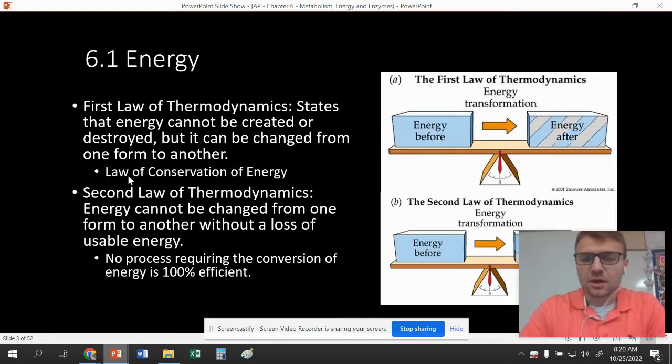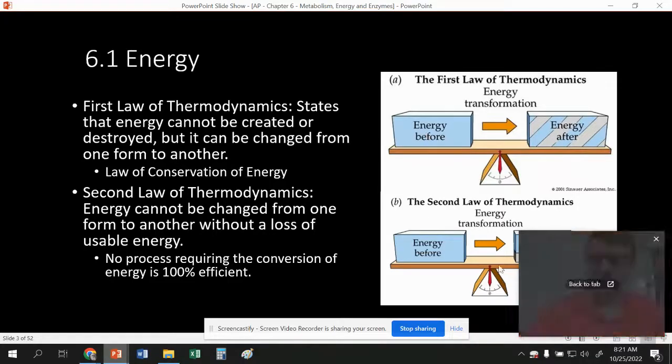So the first law of thermodynamics, also called the law of conservation of energy, states that energy cannot be created or destroyed. It has to be transferred from one form to another. So again, you can't just produce energy. You can't just create energy. You have to transfer it. Talking about food, we can get energy from food, but it's not like we're producing that energy. We have to transfer that energy from food into our ATP molecules. So that's the first law of thermodynamics.